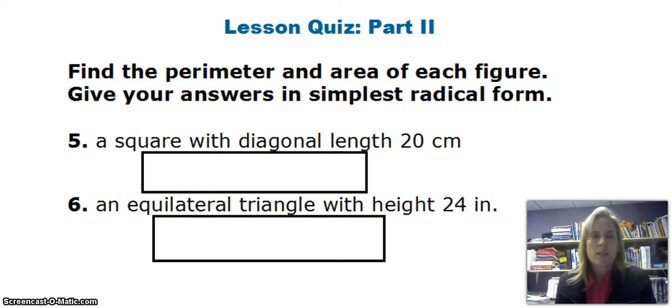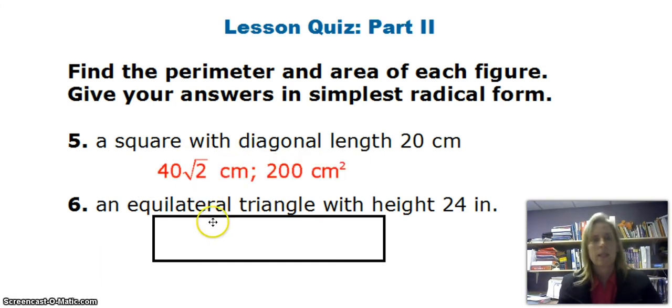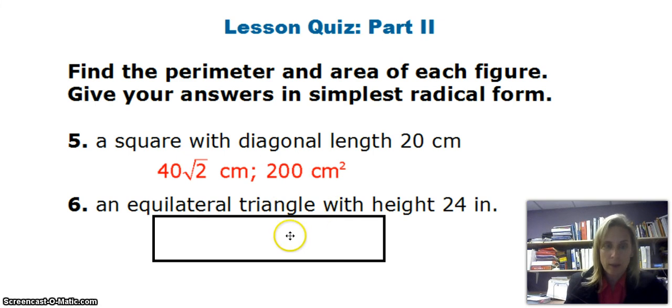Okay, it was a square with a diagonal of 20. Remember, that is now our 45-degree isosceles triangle, right? So if we know the diagonal, we have 20 equals a side times the square root of 2. Solve that, and you get 40 square root of 2. Okay, and that equals about 200 centimeters.